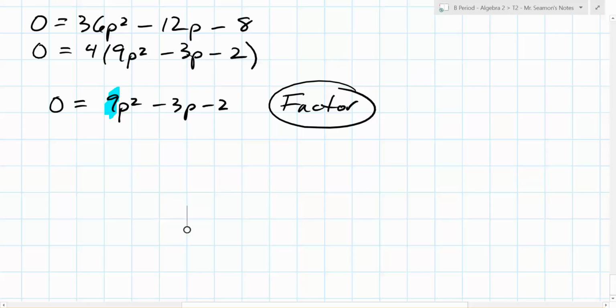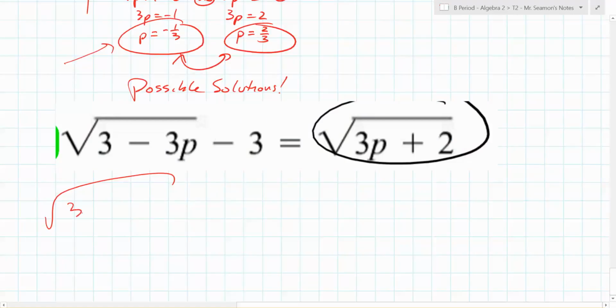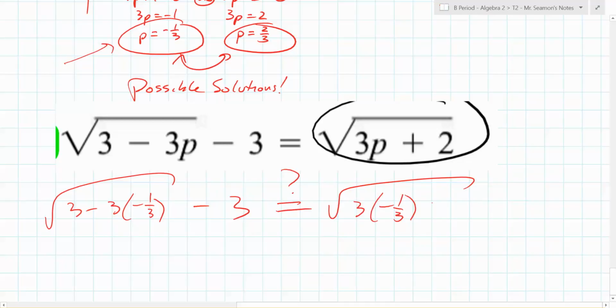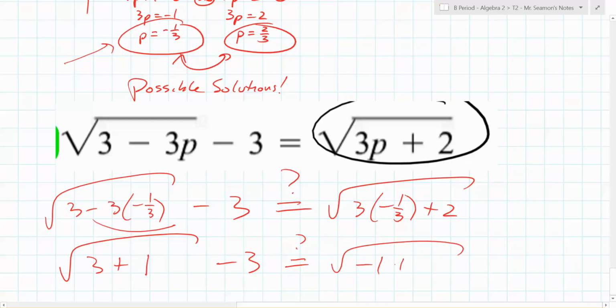What do we have? Hold on a sec. We're checking the solutions. Negative 1/3 minus 3. Does that equal the square root of 3 times negative 1/3 plus 2? What's that come down to? That's going to be 3 plus what? Minus a negative is what? Oh, positive. So it's 3 plus 1 minus 3. Does that equal? Well, that's negative 1 plus 2.